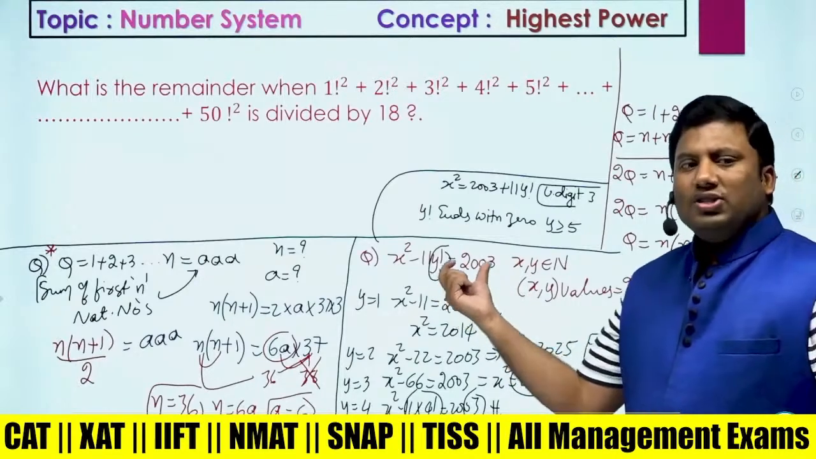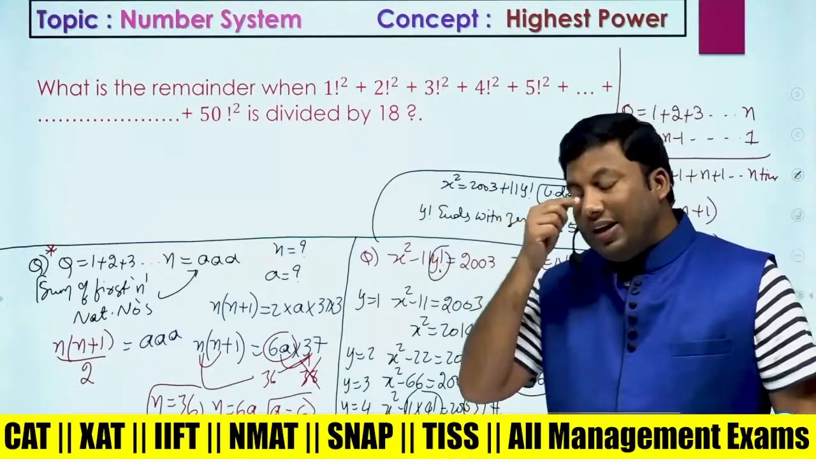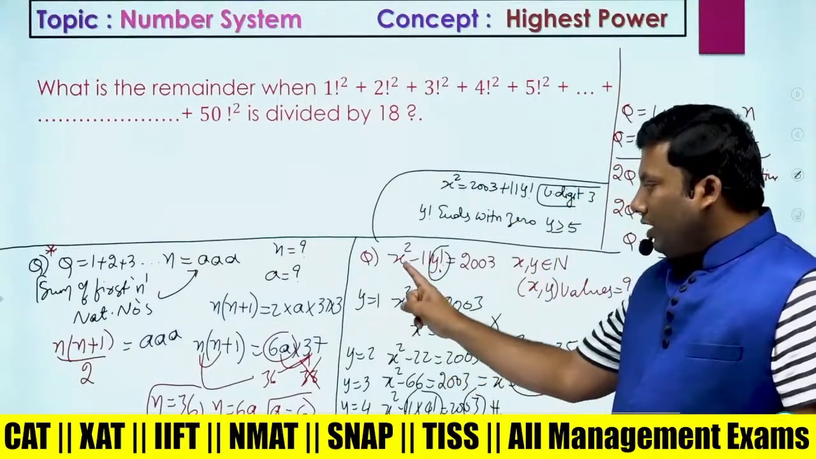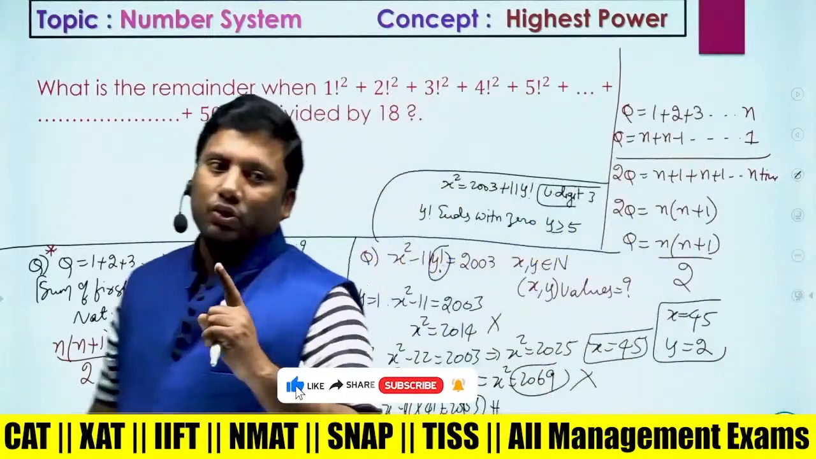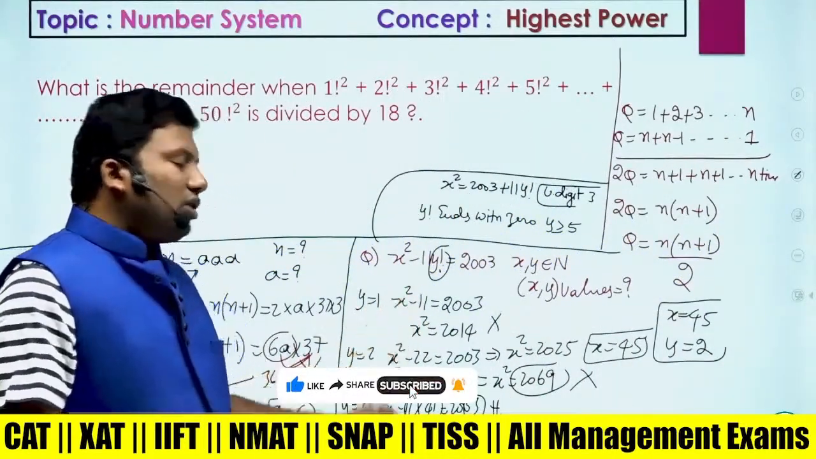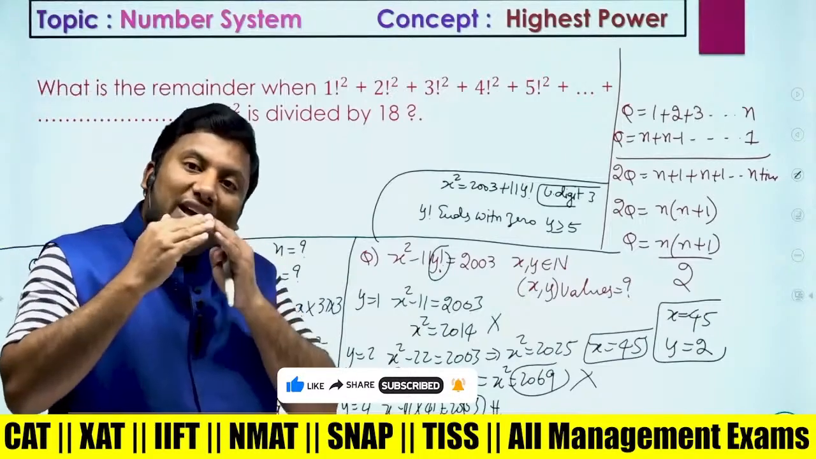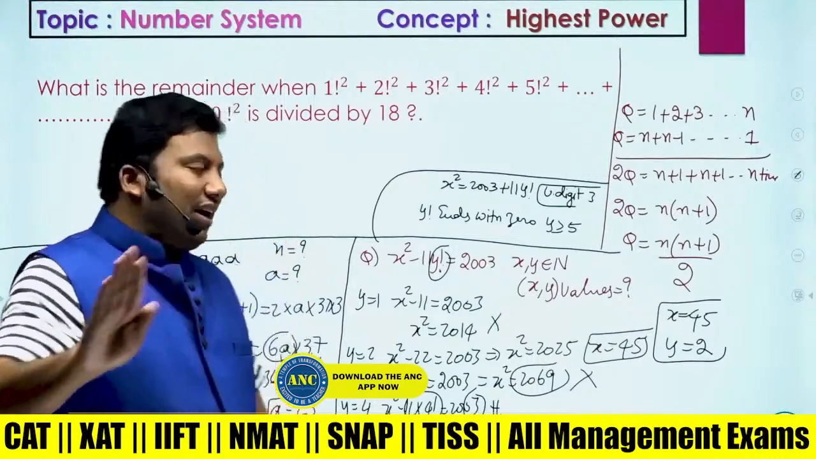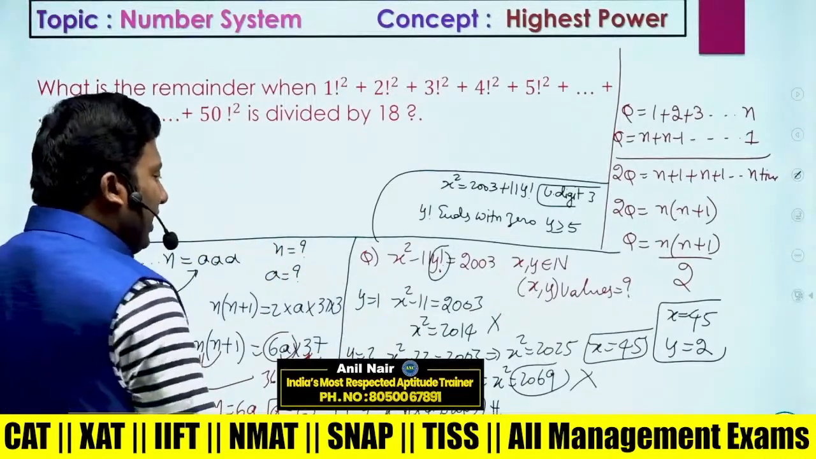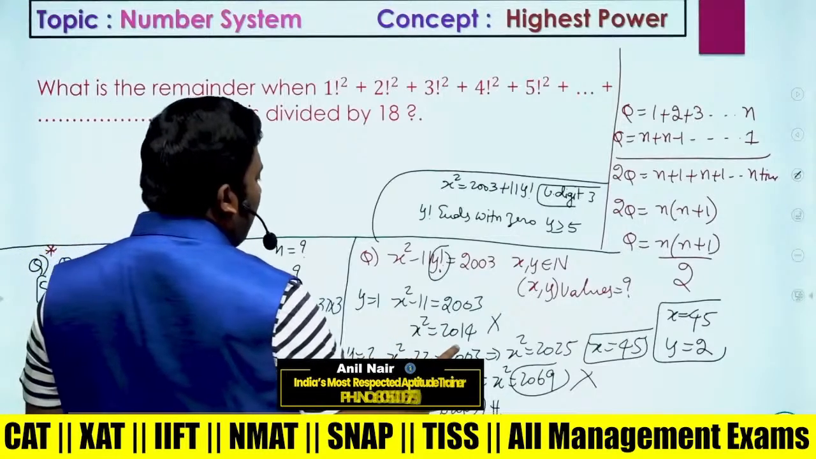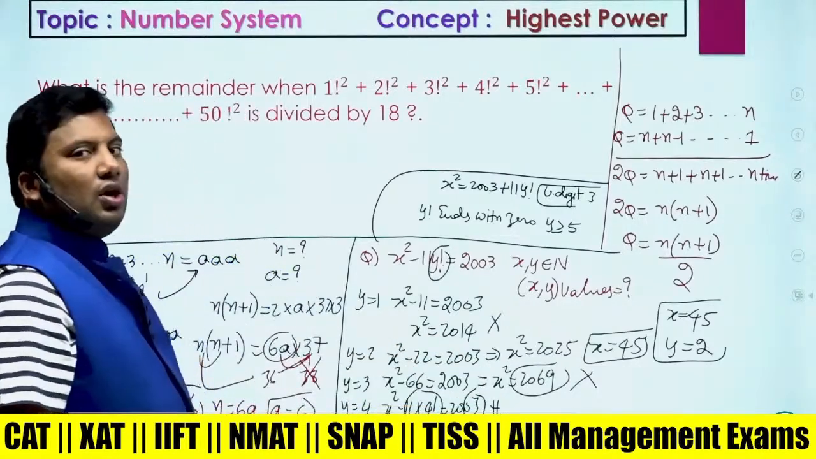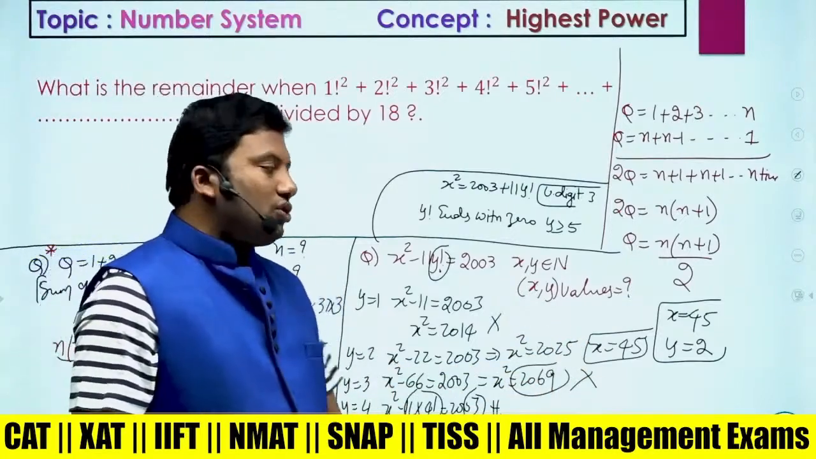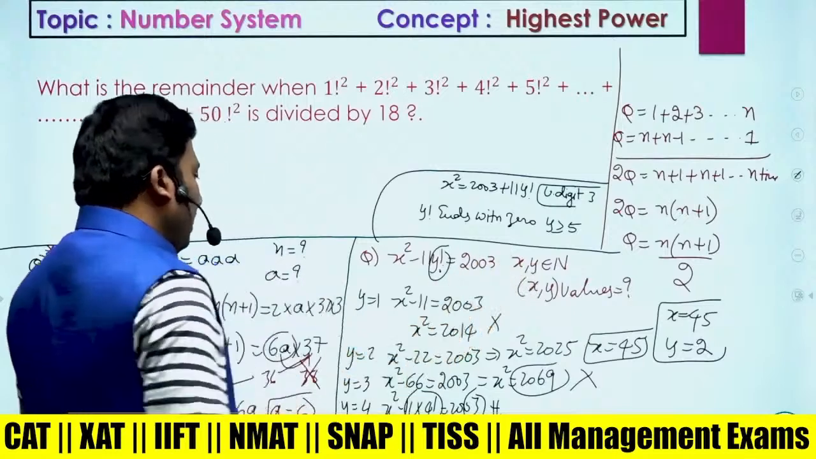Very good question. It seems like a difficult question, but actually it's an easy question if you understand. X and y are natural numbers. Y value 1: X square minus 11 equals 2003. X square is 2014. 14 is 4 into 3 plus 2. A perfect square, when divided by 4, can never give a remainder 2. First option out. Second option, x square minus 22 is 2003. X square is 2025. X is 45. 45 square is 2025.